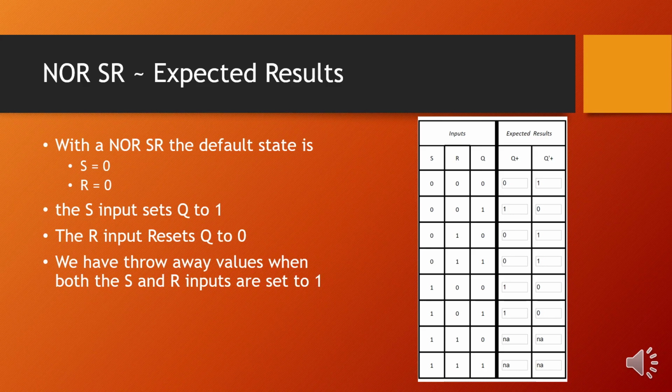As you can see from our expected results, this means that when S is set to 1, Q plus goes to 1 and Q naught plus goes to 0. The exact opposite occurs when R is set to 1: Q plus will go to 0 and Q naught plus will go to 1.